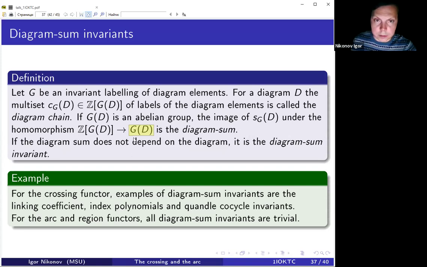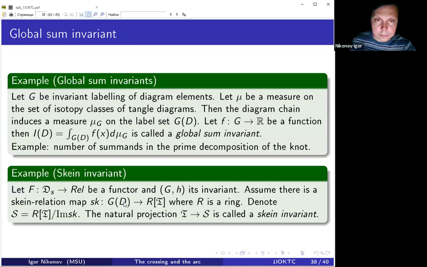Sometimes this sum is invariant under Reidemeister moves, and in this case we say we have a diagram sum invariant. And examples of diagram sum invariants for the crossings are the linking coefficient, index polynomials, which use indices and parities, and quantum cycle invariants. And if you try to do the same for arcs and regions, then it appears that all diagram sum invariants are trivial. So this works only for crossings.